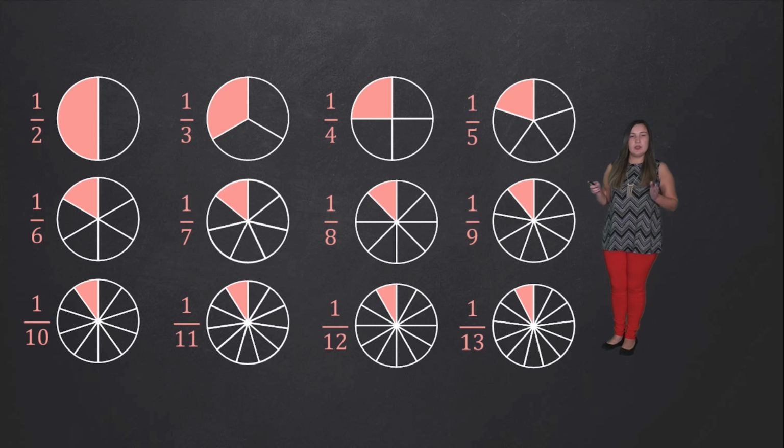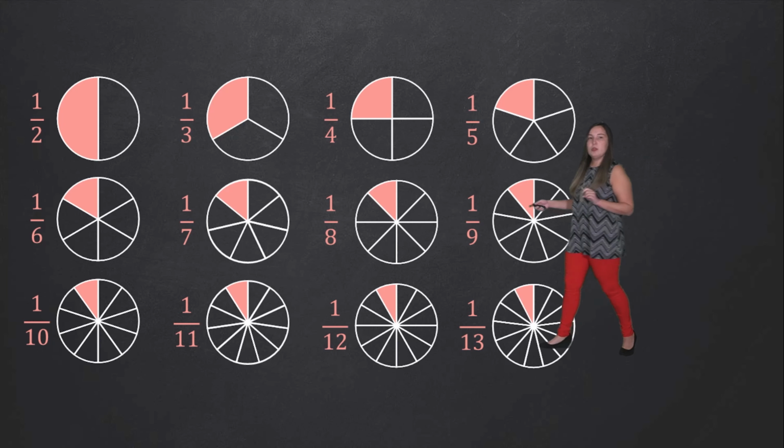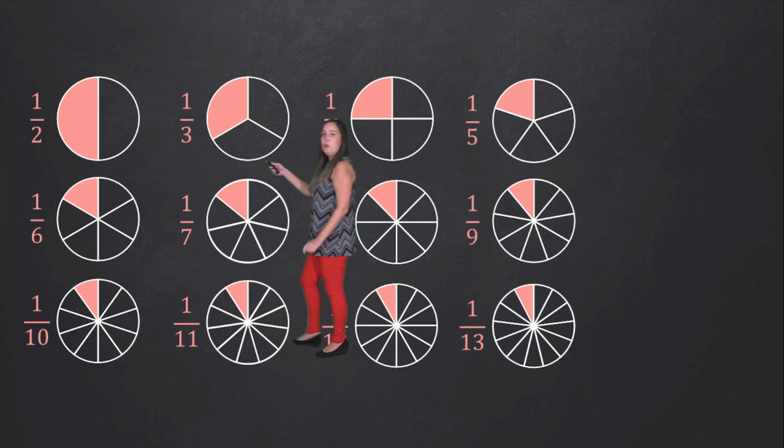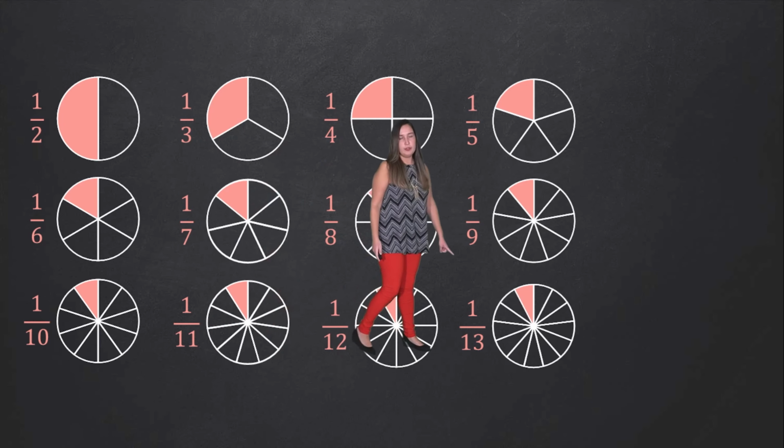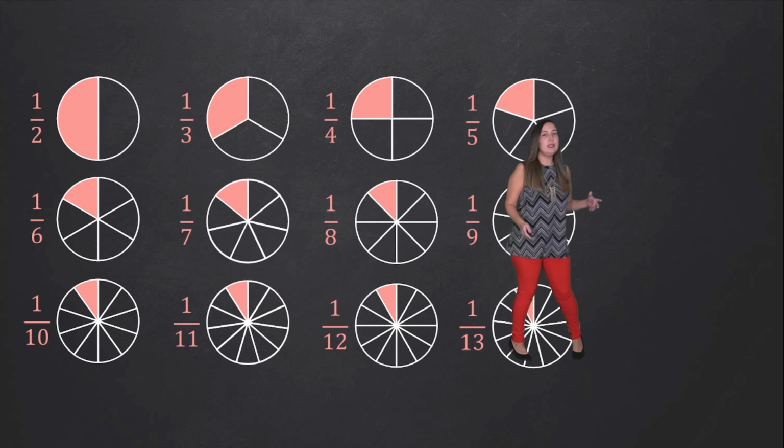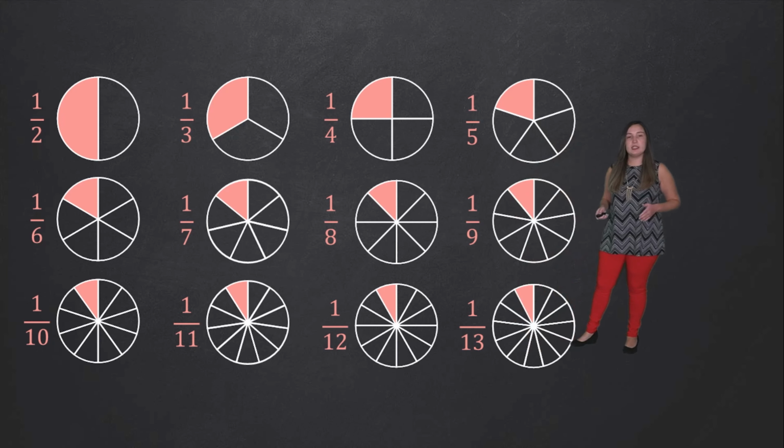Now notice, the more slices we cut our circle into, the smaller our pieces get. So as our denominator increases here, if we're only shading in one part, the parts get smaller. So take a look at 1/2 compared to 1/13. As we split it up into more parts and our denominator gets bigger, our unit fraction becomes smaller. The pieces become smaller. And that's it.